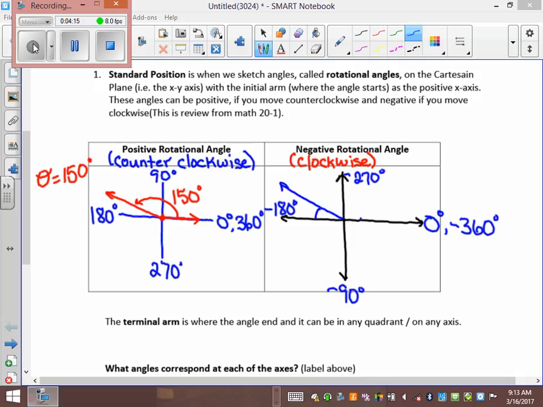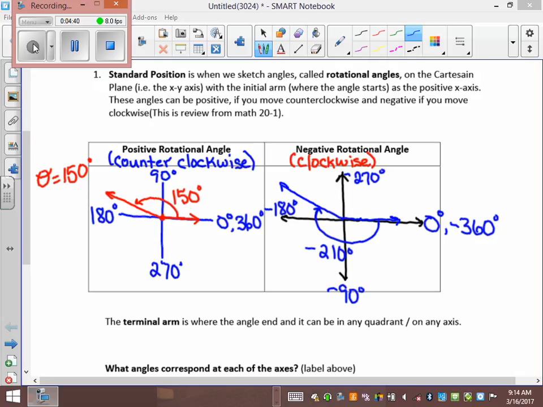Well, how much does it take us to get here? Well, we went from here to here is 180, and then another 30 gets me negative 210. You're completely correct. So negative 210 is actually coterminal with positive 150. Coterminal, which we're going to deal with in a little bit, means they terminate on the same arm.